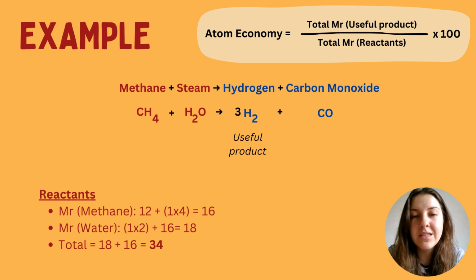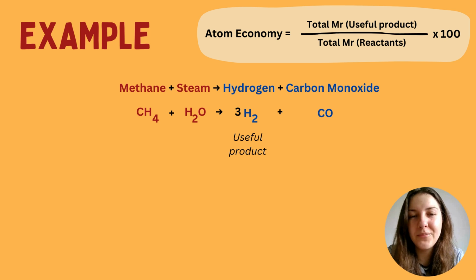Let's do the same for steam. So H2O. We have 2 lots of hydrogen, each being 1, so we have 2 times 1 plus the 16 for the oxygen, and we get an answer of 18. When we add these relative formula masses together, 16 plus 18, we get a total of 34. So that is our first part of this step.